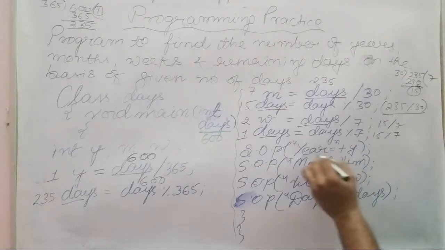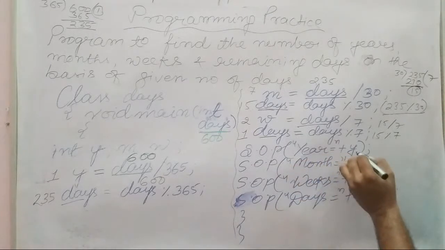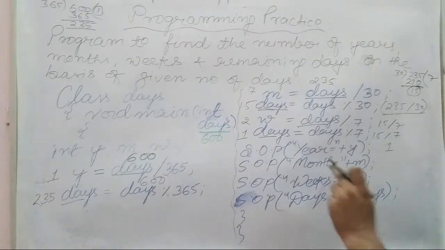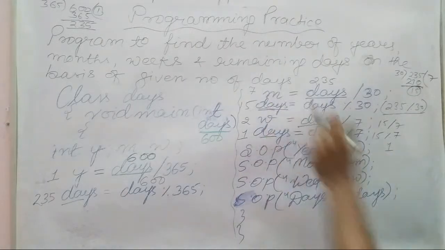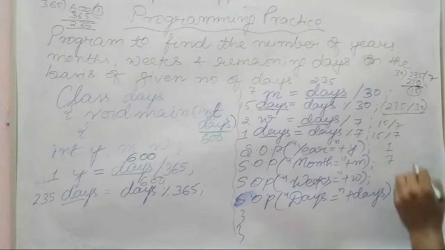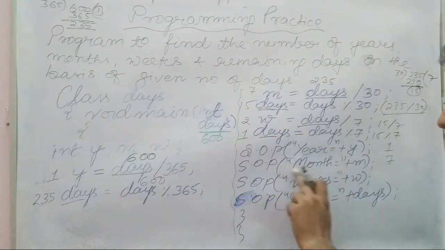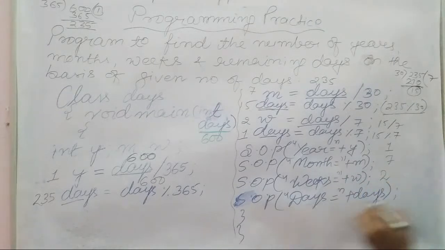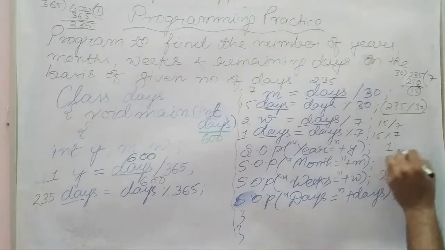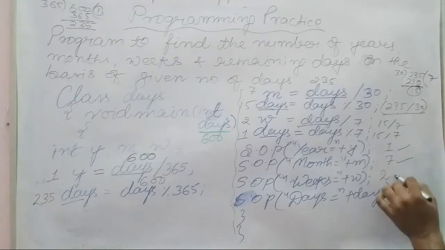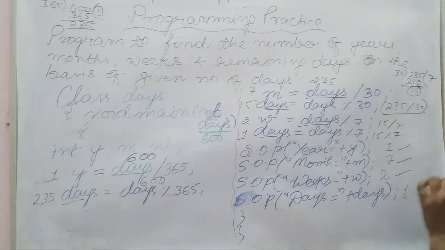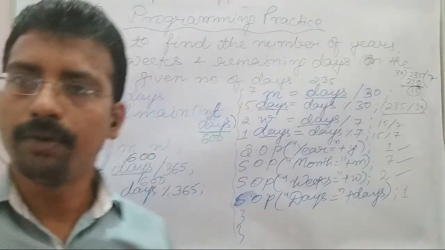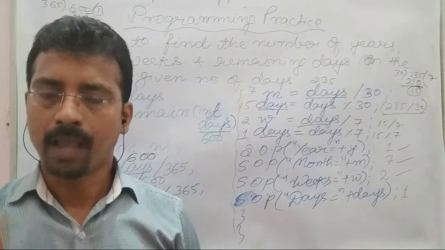So see, you are going to print year equal to y. So what is going to print? 1. Months equal to m. So what is going to print? 7. Weeks is going to print what? 2. And how many days left? 1. So 1 year, 7 months, 2 weeks and 1 day. This is the answer. This way we proceed with our program. I hope you will be clear.